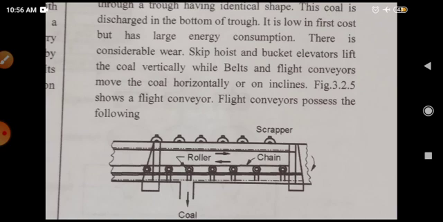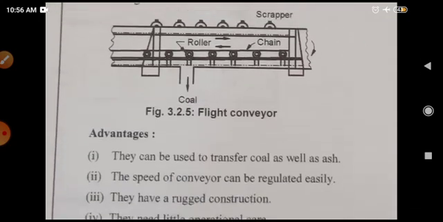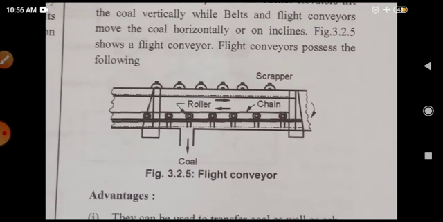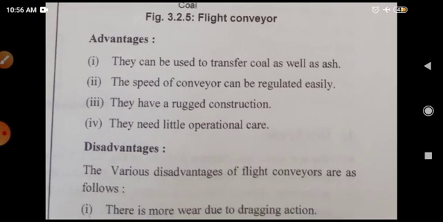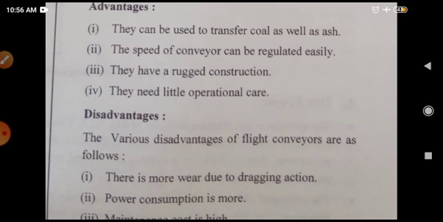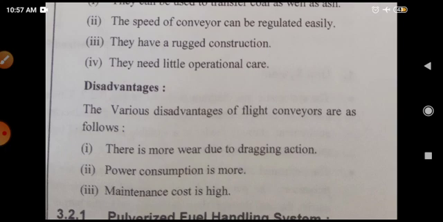The figure shows a flight conveyor. It possesses the following advantages. They can be used to transfer coal as well as ash. The speed can be regulated easily. Rugged construction; they need little operational care. The disadvantages of the flight conveyor are as follows. There is more wear due to the dragging action. Power consumption is more and maintenance cost is high.